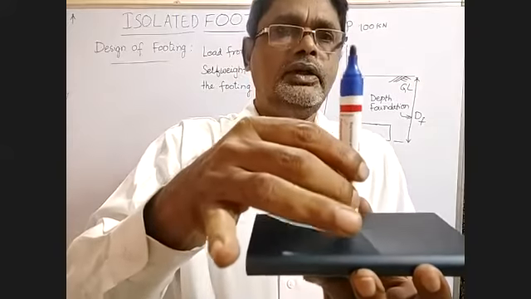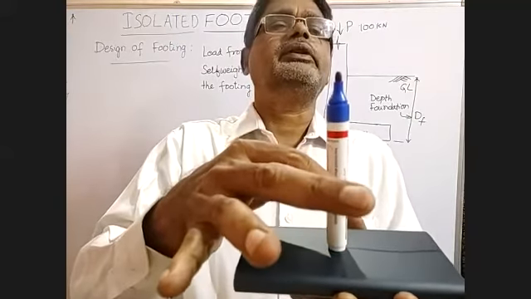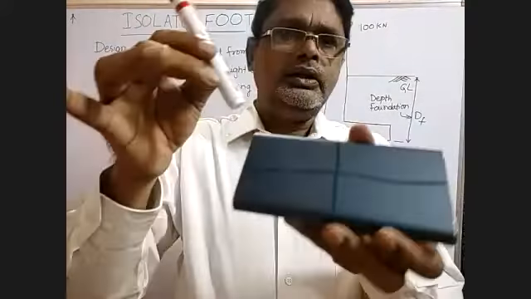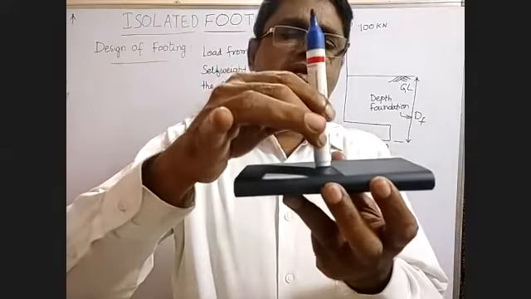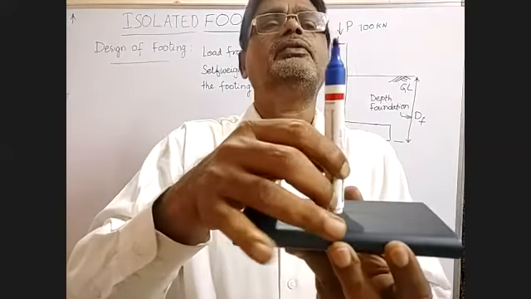So in your syllabus, you have only concentrically loaded footings. That's all. So if the column is placed at the CG of the footing, then we call it a concentrically loaded footing.